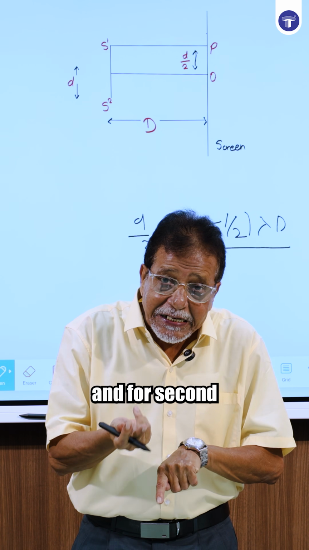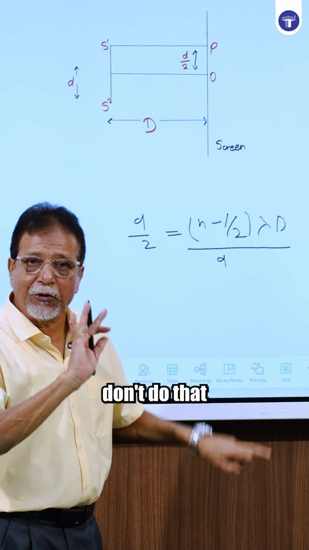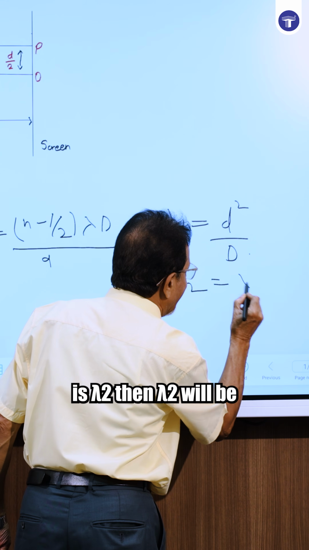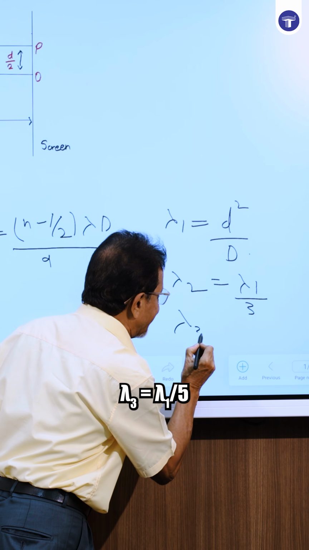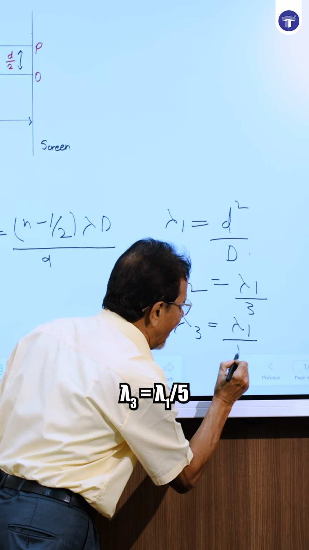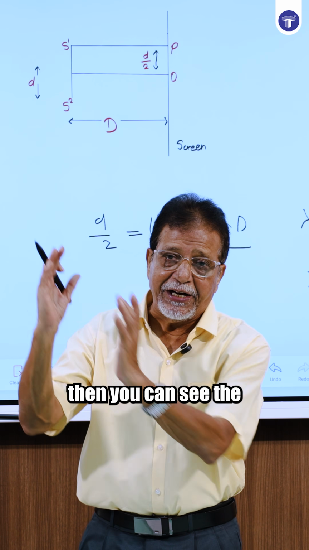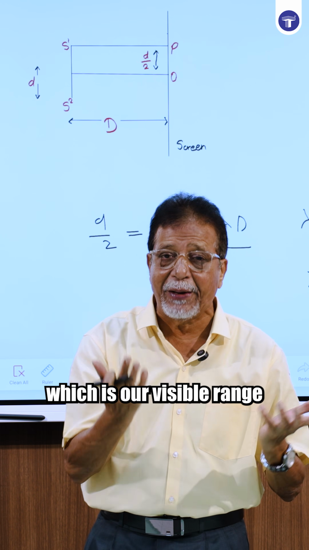And for the second wavelength missing, we'd keep n equal to 2 and solve it again. Don't do that. If the second wavelength missing is lambda 2, then lambda 2 will be lambda 1 upon 3. The third wavelength missing, lambda 3, will be equal to lambda 1 upon 5. And if you want to find the wavelength in the visible region, you can take the wavelength between 300 nanometer to 800 nanometer, which is our visible range.